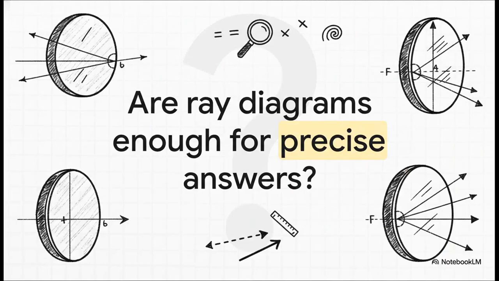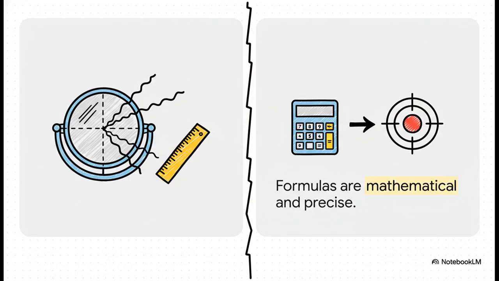So let's start with a simple question. We know how to draw ray diagrams to locate an image, but think about it. Are they really accurate enough when it comes to numerical problems, where every decimal point matters? Are they enough for precise answers? You see, while ray diagrams are fantastic for getting a visual idea of where the image is going to be, they are, at the end of the day, approximate. For exact calculations, we absolutely need formulas.